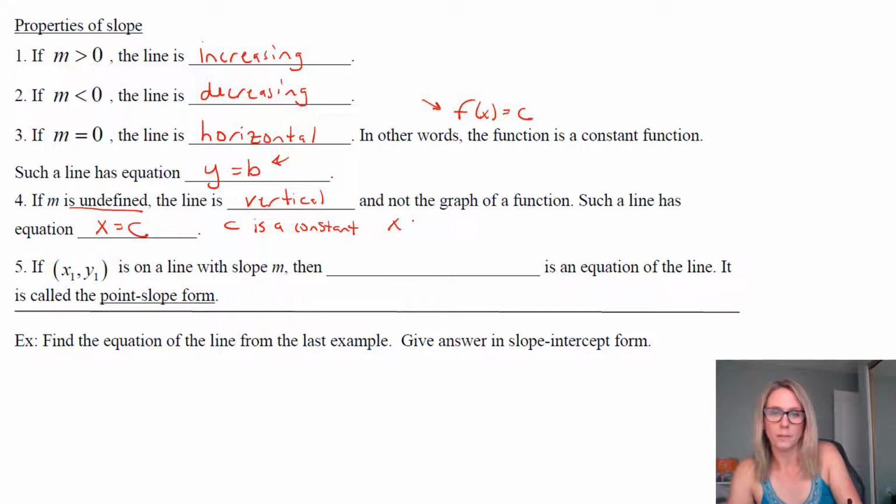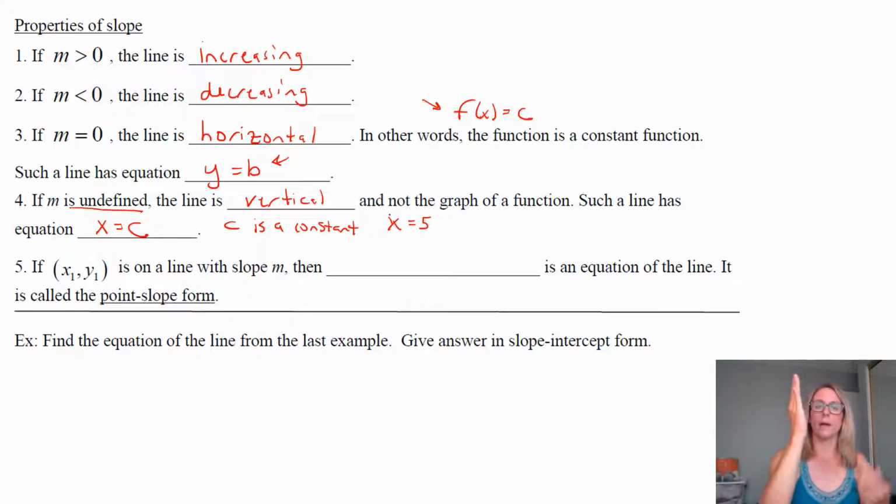So for example, x equals 5 just means that you have a vertical line at x equals 5, so that the y values can be anything, but x is always 5.